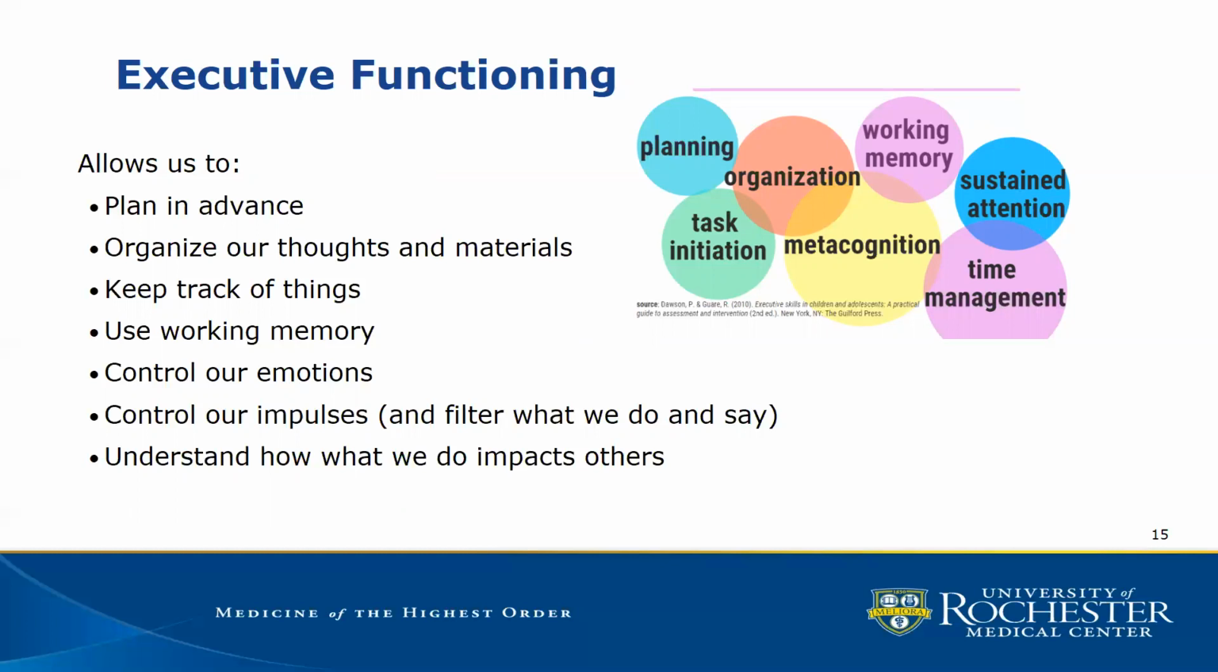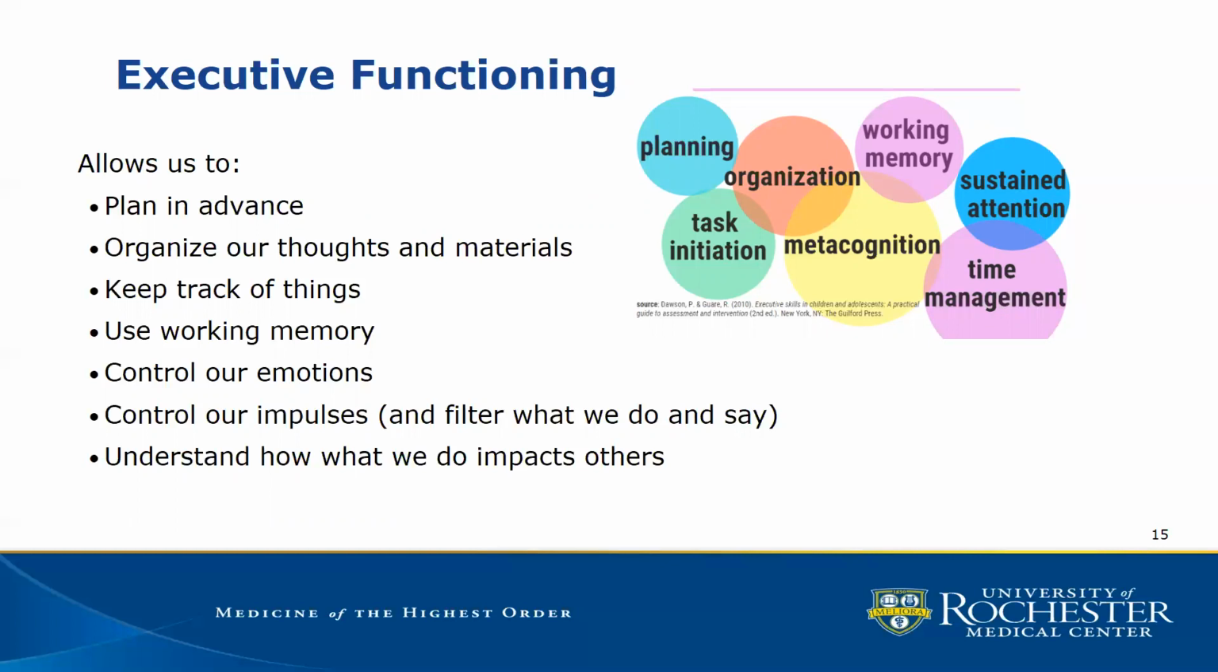So, our executive functioning skills, our higher order brain processes, allow us to do a lot of things like planning in advance and following through with those plans, keeping track of our stuff, but then also organizing internally our thoughts and how we make sense of the world, how we use working memory, and how we control our emotions and our impulses, which leads to this either I'm good or not good at filtering the things that I do, the things that I say, and how I feel and how that shows up on my face.